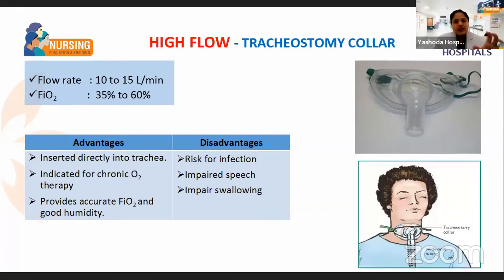So what will it actually do? It will give an accurate FiO2. Then what? Yes, it will maintain good humidity. Mainly in chronic O2 therapy, we are going to use this tracheostomy collar. The flow rate maintained by this is 10 to 15 liters per minute, and the FiO2 delivered by this device is 35 to 60%.